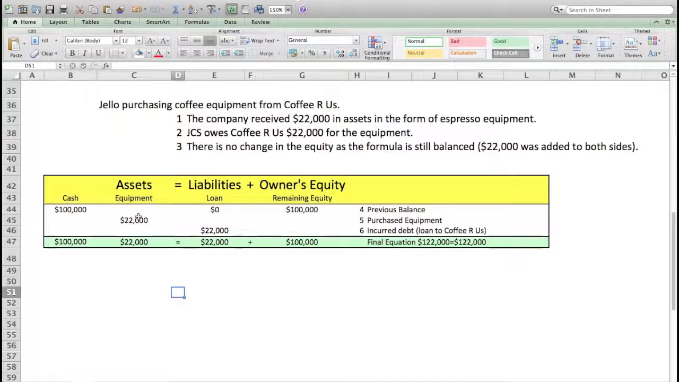Well, technically, it's owned by a creditor because we still owe on a note. JCS owes Coffee RS $22,000 for equipment. We put that there. When we total everything out, we have $100,000 cash, $22,000 in equipment, $22,000 in loan, and $100,000 in equity. The final equation evens up. $122,000 worth of assets, $122,000 liabilities and owner's equity.